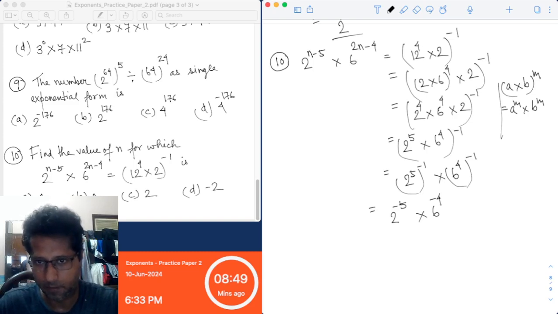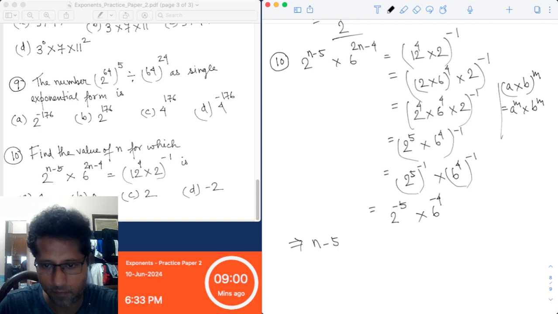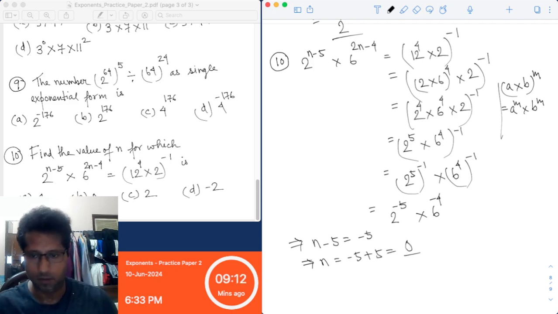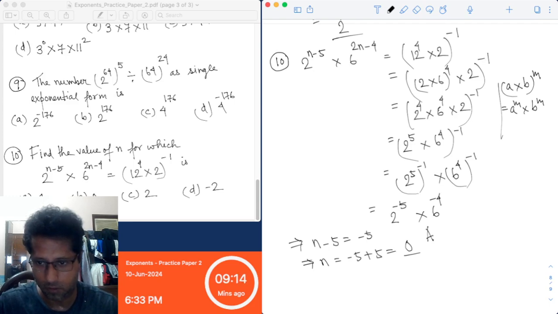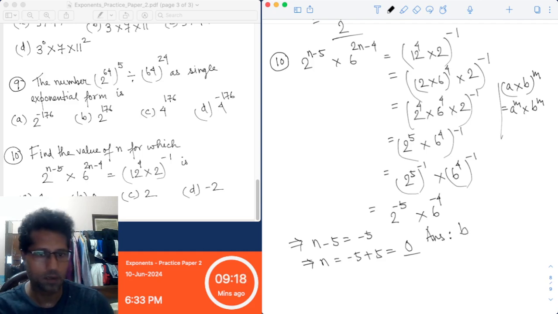Now we compare the powers of either 2 or 6 on both sides. If we compare the powers of 2 on both sides, we get n minus 5 equals minus 5. This implies n equals minus 5 plus 5 equals 0. 0 is the answer, n is 0. So the answer is choice B, and that is the end.